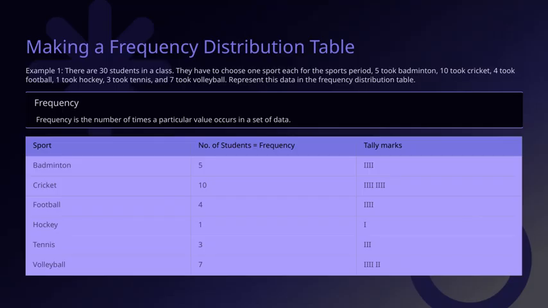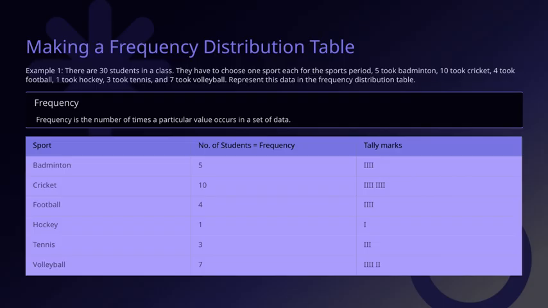Now let's look at this table showing the number of students choosing different sports. We have 6 sports listed here: badminton, cricket, football, hockey, tennis, and volleyball. For each sport, the table shows the number of students who selected it, which we call the frequency. For example, 5 students chose badminton, 10 chose cricket, and so on. You can see the tally marks next to each number.